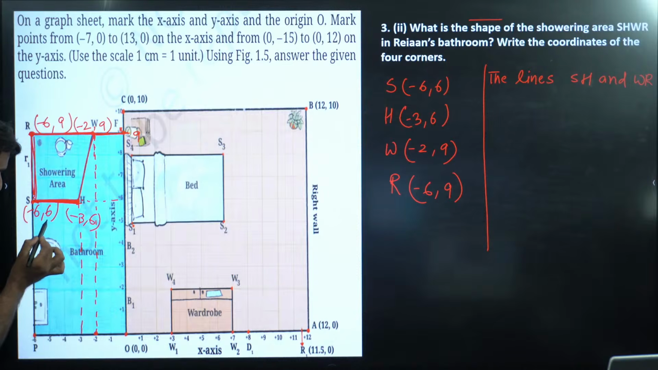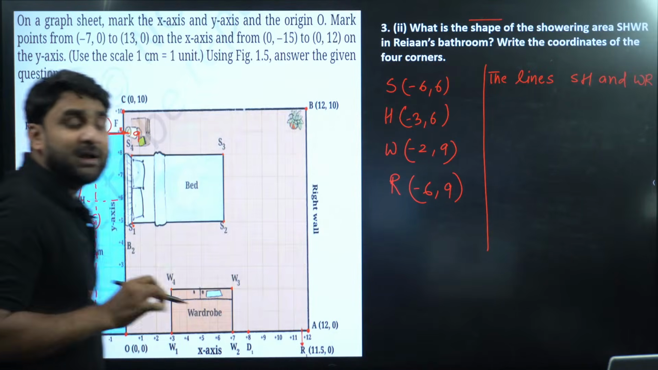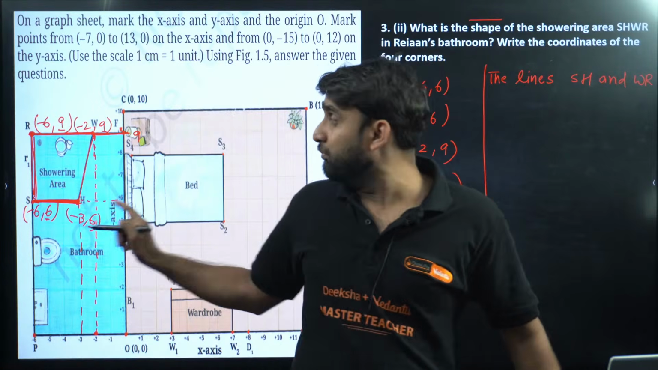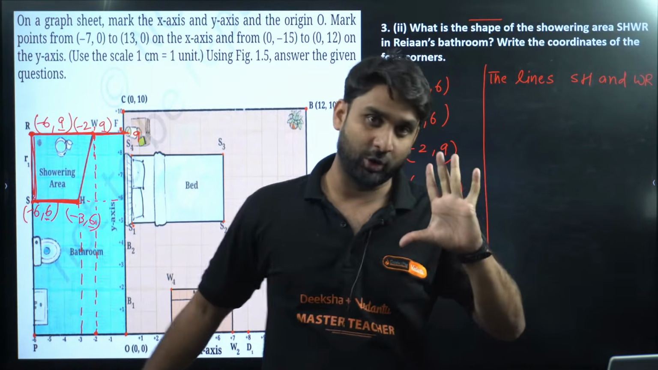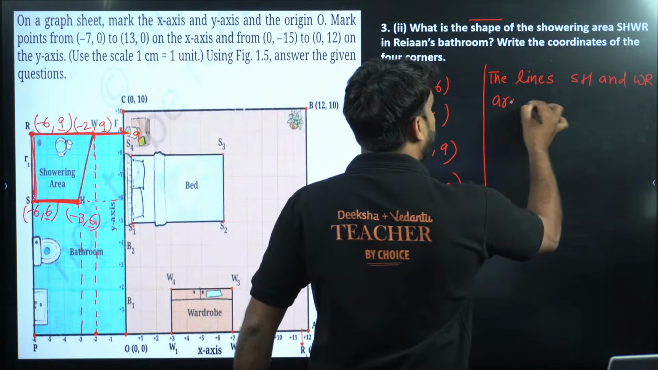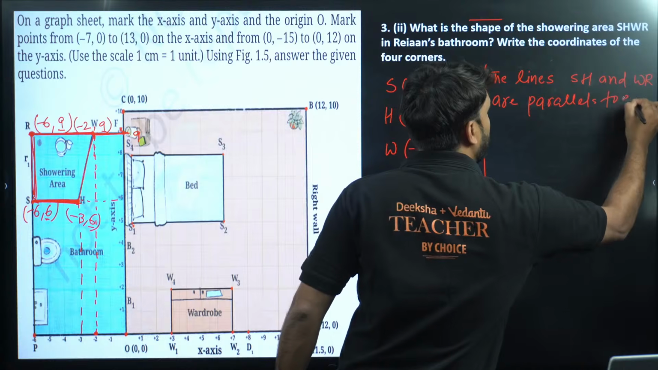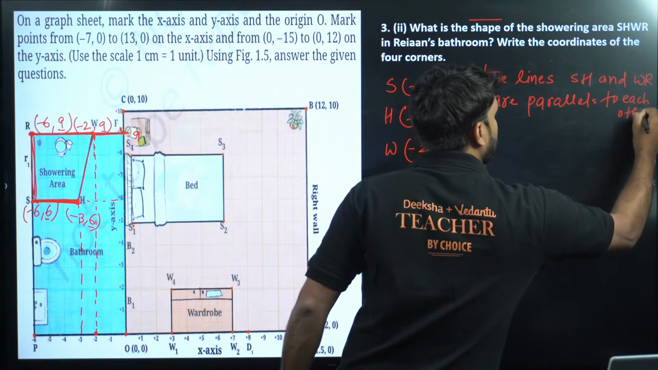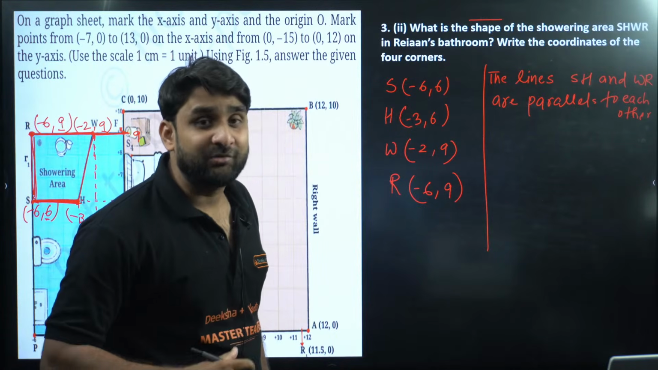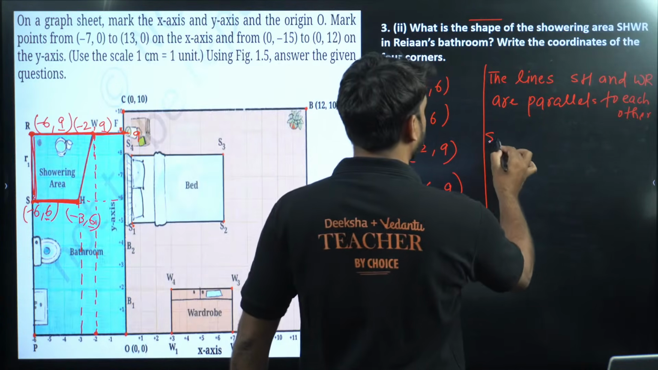Can you see here? The y coordinate of SH is 6, 6 and the y coordinate of W and R is also 9, 9. It means both the points on the respective lines have the same y coordinate. It implies that the lines SH and WR are parallel to each other, and we all know in any quadrilateral, if one pair of opposite sides are parallel to each other, such a quadrilateral is called what, champion? Trapezium.